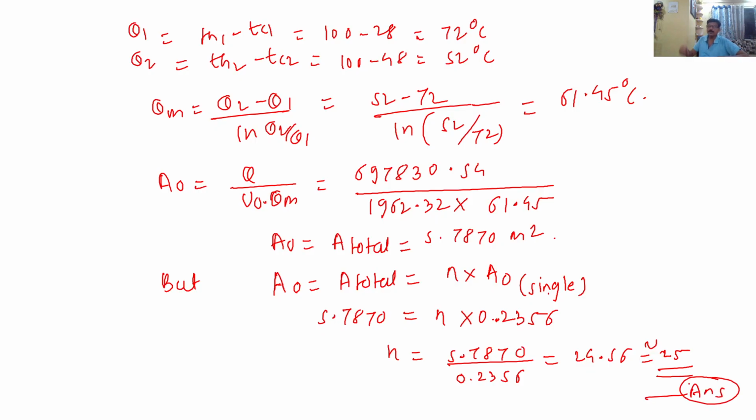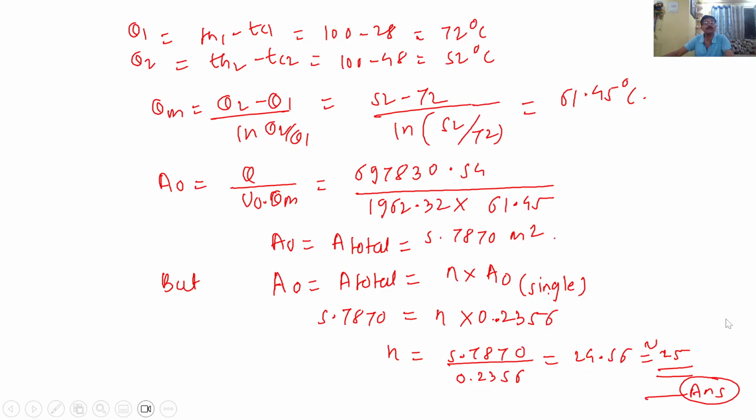So in a shell and tube type of heat exchanger, there are a number of tubes. What you get by the formula Q is equal to UA theta m, UI AI theta m, or U0 A0 theta m is the area of the total heat exchanger, of the total number of tubes. If you know the area of a single tube, and if you know the total area of the heat exchanger, just by taking a ratio we can calculate the number of tubes. For a tube in tube type of heat exchanger there is only one tube, but in a shell and tube type of heat exchanger there are a number of tubes. So this is the way by which we calculate the number of tubes.